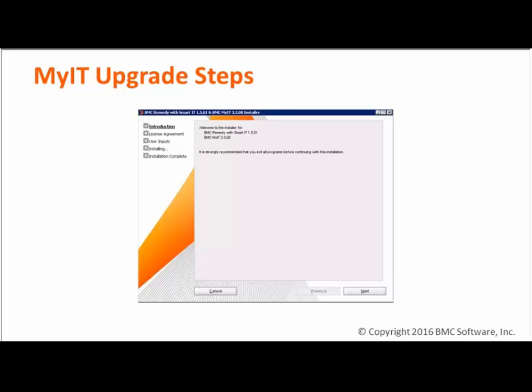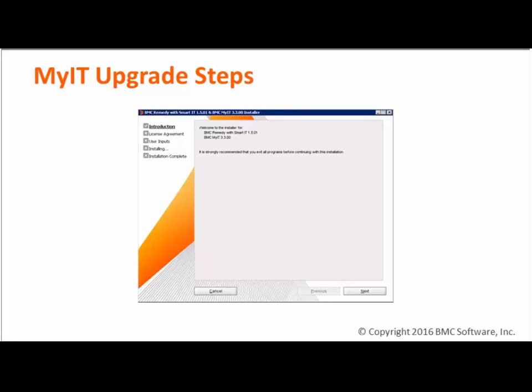So now if there is a revision, how do you upgrade your environment? The steps are similar to the installation, where you have the UX patch and the MyIT installer. So you'll take that, run it. It detects if you already have the MyIT server installed. If yes, it will take you to the upgrade mode.